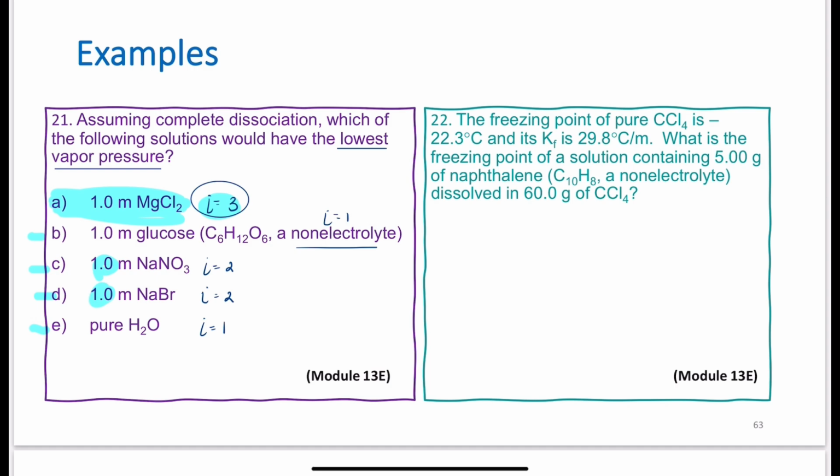We are told the freezing point of, I'm doing great here. I'm hitting the back button too many times. I'm sorry.